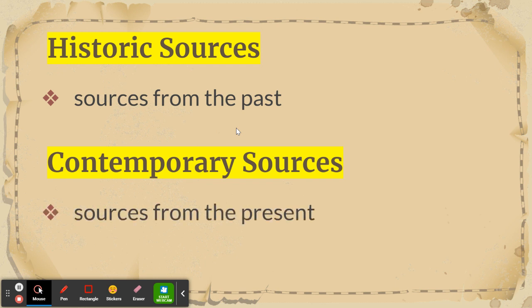present. A recent blog about Governor Mike DeWine's policy on gun control would be an example of a contemporary source.